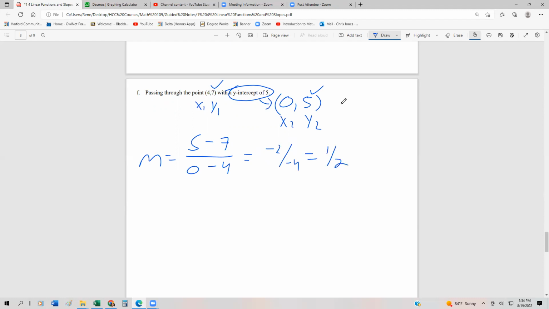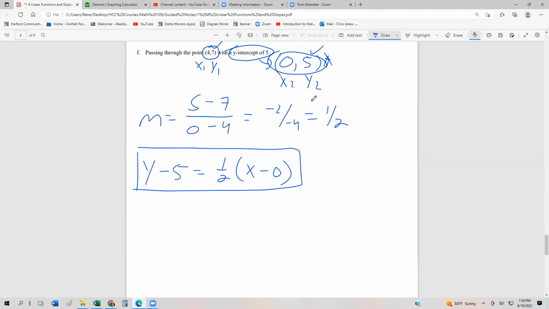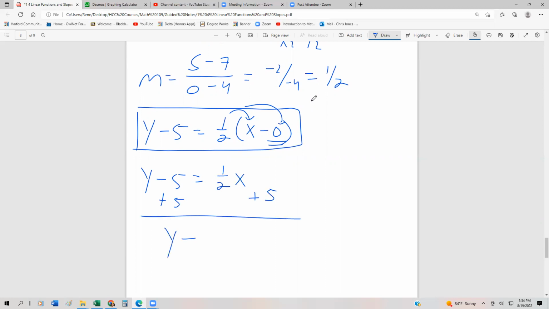And so now we can use this point, or we could use this point, it doesn't matter. Let's use this point because it has a 0 in it. And so that's going to give us y minus 5 equals 1/2 x minus 0, okay? And that's going to be our point slope form, right? But we want the slope intercept form. And so we're going to distribute the 1/2. We're going to remember that 0 contributes nothing to the solution. And so we're going to say y minus 5 equals 1/2 x. And then finally, we can add 5 to both sides. And we're going to end up with y equals 1/2 x plus 5.